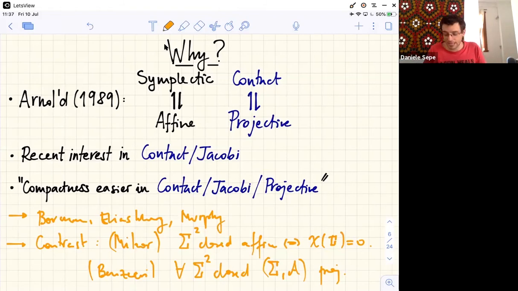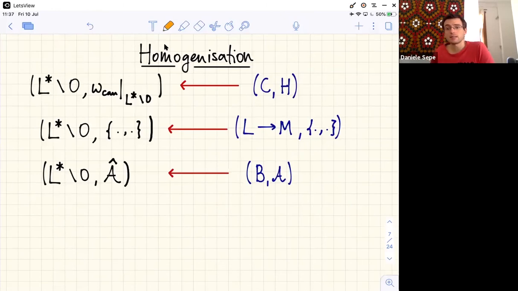Okay, so now I've introduced the characters. Let me tell you what you can do. I've stolen a word that I've learned from Luca, in a paper that he has written with Aissa Wade that appeared very recently: homogenization. So you can always go from blue to black. You can take a contact manifold and produce a symplectic manifold. You can take a Jacobi manifold and produce a Poisson manifold. You can take a projective manifold and construct an affine manifold. But you pay a price, and you see that compactness is something that I'm driving at throughout: you destroy compactness in so doing. So let me tell you about homogenization.